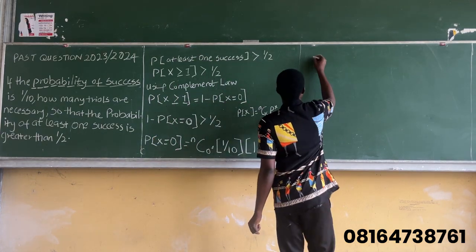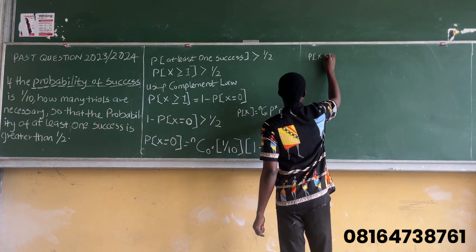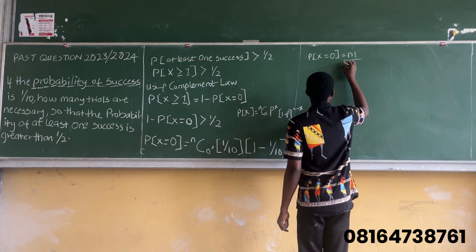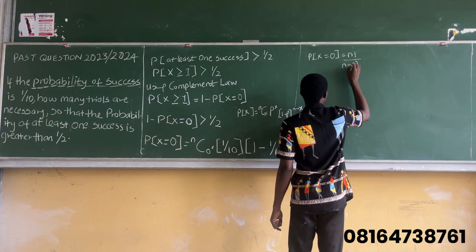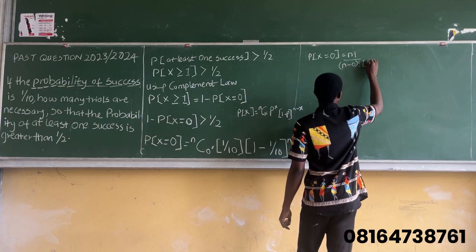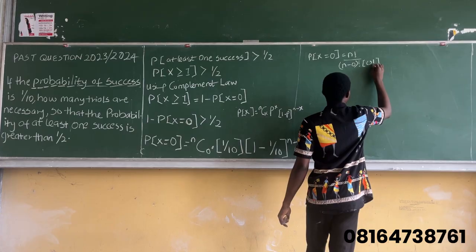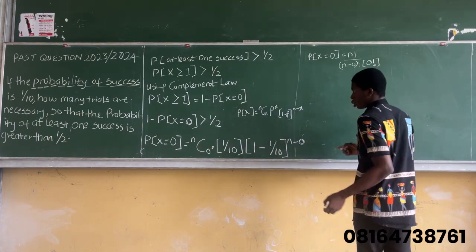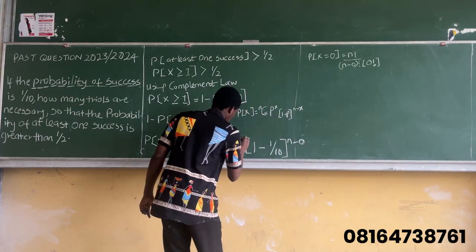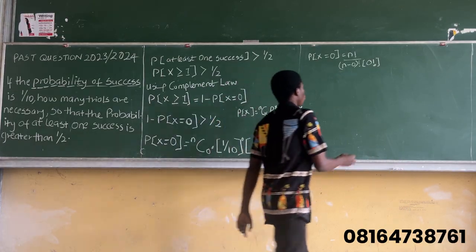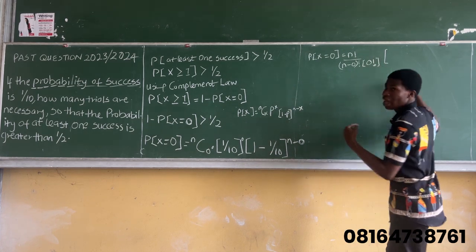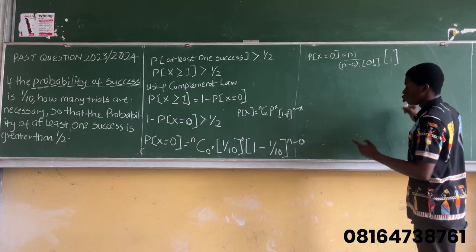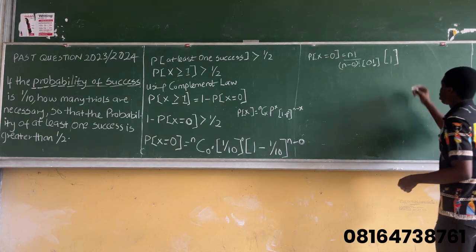So now let's work this out. P(x = 0) is equal to n factorial over (n minus 0) factorial times 0 factorial, times 1 over 10 raised to power 0. Anything raised to power 0 is 1. So this is 1, and this is 1. 1 minus 1 over 10 is 9 over 10.